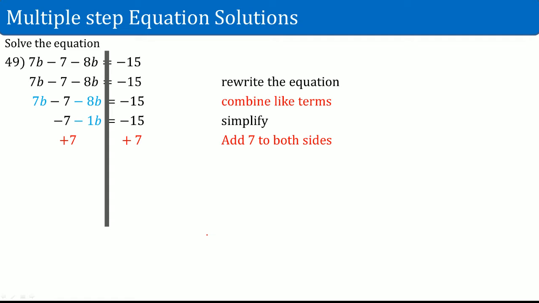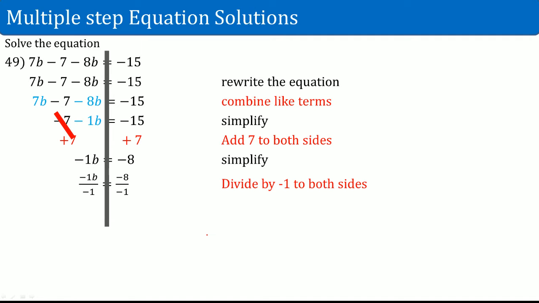You're going to add 7 to both sides because you're trying to get rid of the negative 7. That cancels out. You're left with negative 1b equals negative 15 plus 7, which is negative 8. You see a negative on the left and a negative on the right-hand side, so just divide by negative 1. That should cancel, and you're left with b equals 8.